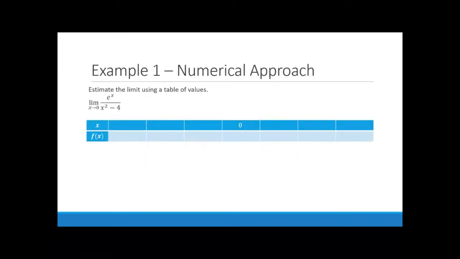I'm going to start in the same order that we have on the assignment for this week. I'm going to start with the numerical approach, where you're making a table of values. It says estimate the limit using a table of values. I have this limit as x goes to 0, and what is after that is my function. We're looking at some function f of x, which is e to the x over x squared minus 4. We're looking at what happens as x goes to 0, because it says arrow 0. That's why I put 0 in the middle of my table.